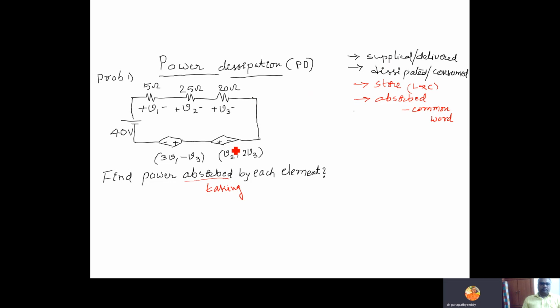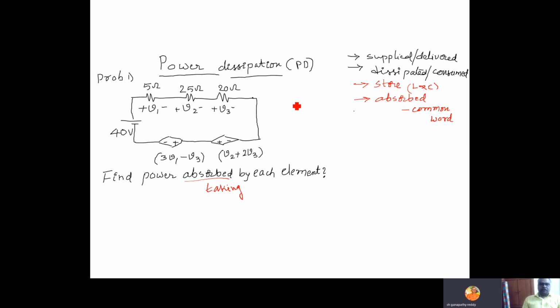This is the problem I am taking. There are three resistors, one independent source, and two dependent sources. The question is to find the power absorbed by each element. Now, to answer this problem, we should know the sign convention.